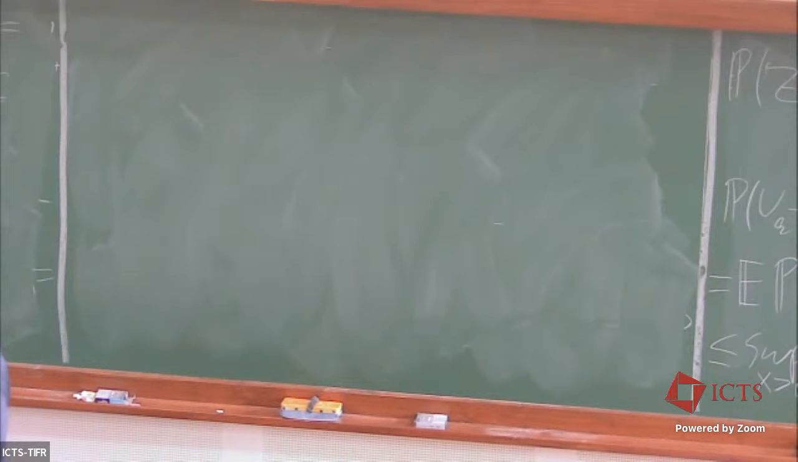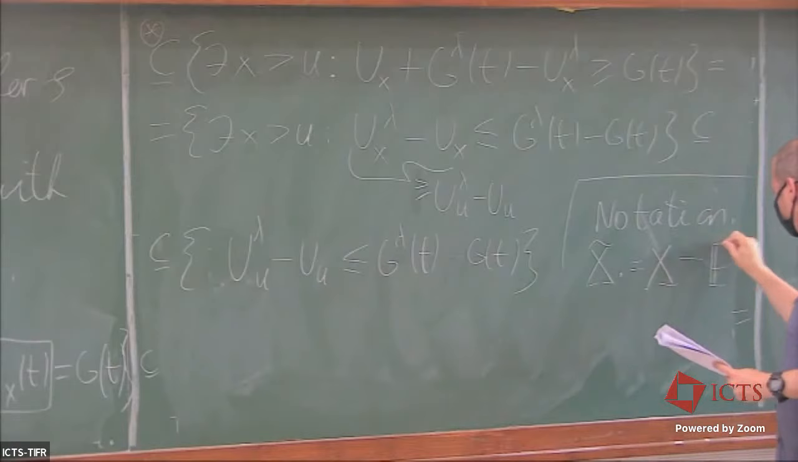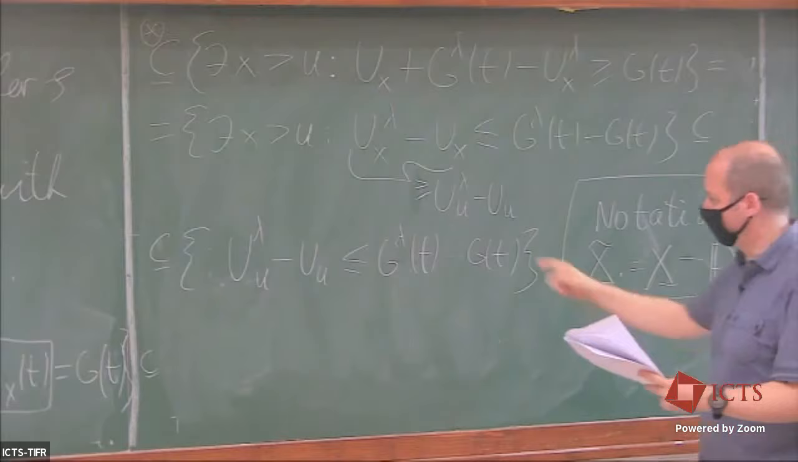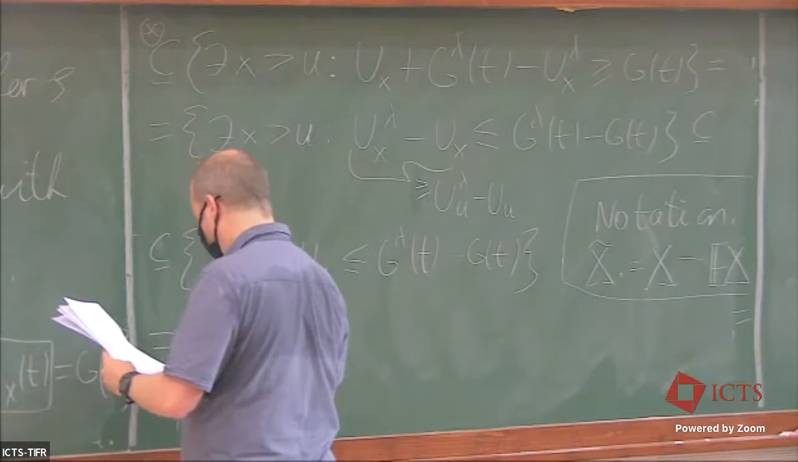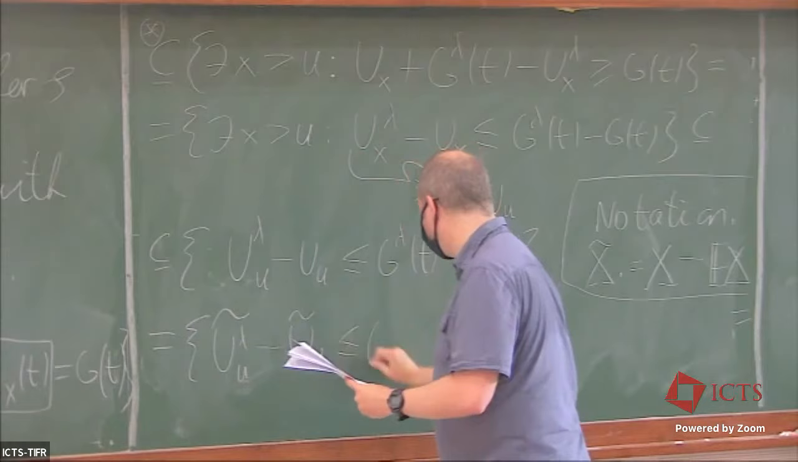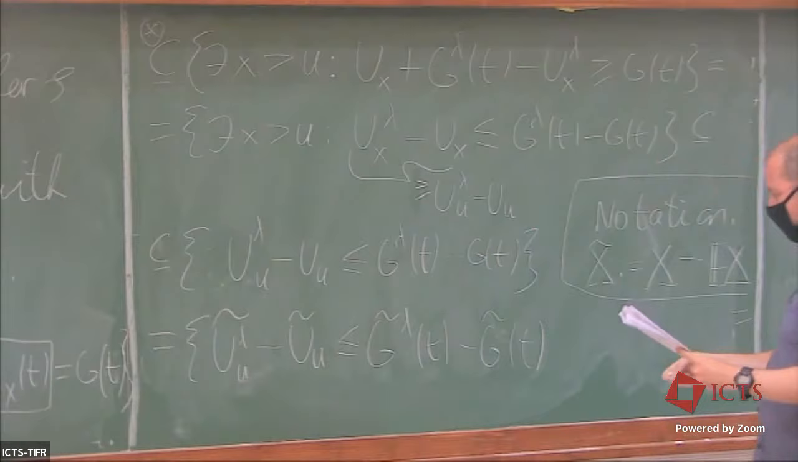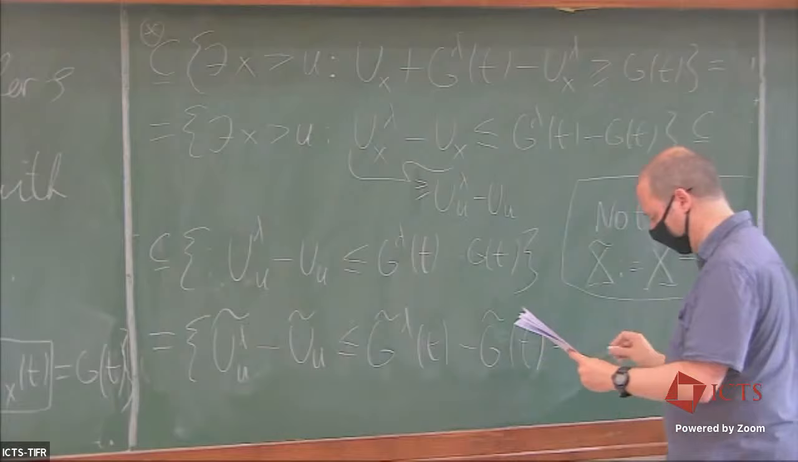So the notation will be x tilde for any random variable: x tilde is going to be x minus EX. Okay, that's my centering. And so I'm going to center this inequality in the following way. This is equal to, so let's write U lambda centered minus U centered, smaller than or equal to G lambda centered minus G centered. That means that I subtracted some means on the left hand side. So I have to subtract them on the right hand side as well.